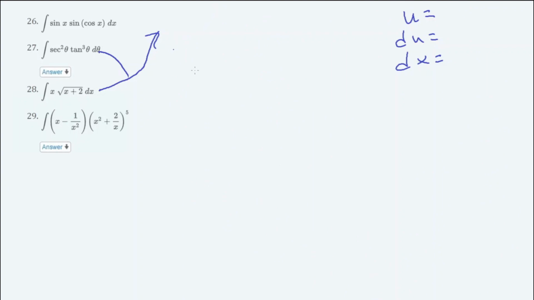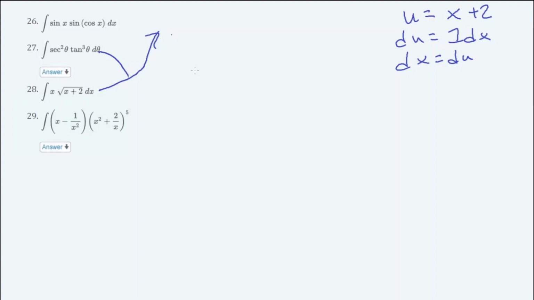Number 28 is going to be a little bit different, so let's find the u value first of the integral of x times square root of x plus 2 dx. We don't want to set u to x, because we're going to have the square root of u plus 2 times u, and that's not really ideal to find the antiderivative of. So let's set u equal to x plus 2. Usually you want to set u to the more complicated stuff. That means that du is going to be equal to 1 dx, which is just dx. That means dx is going to be equal to du.